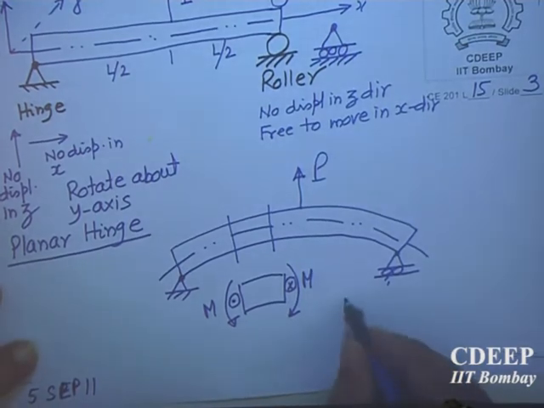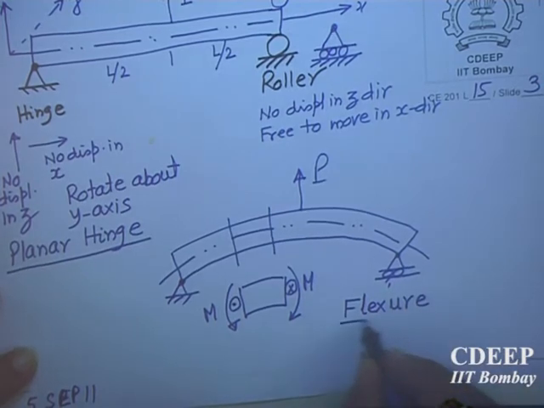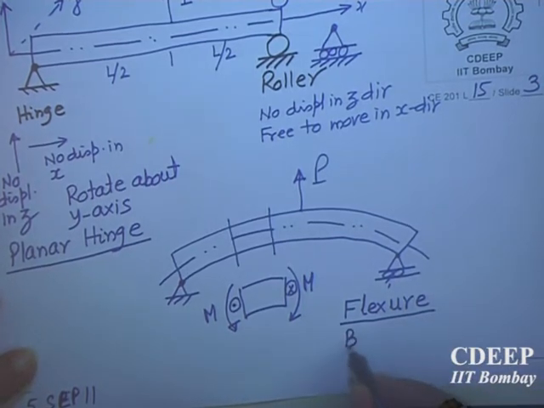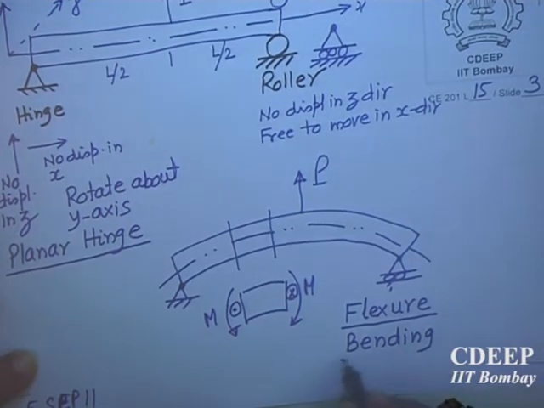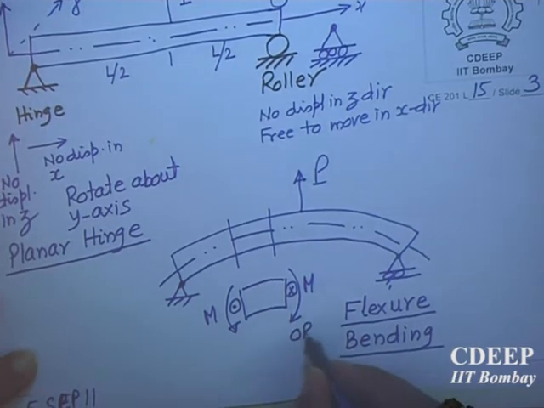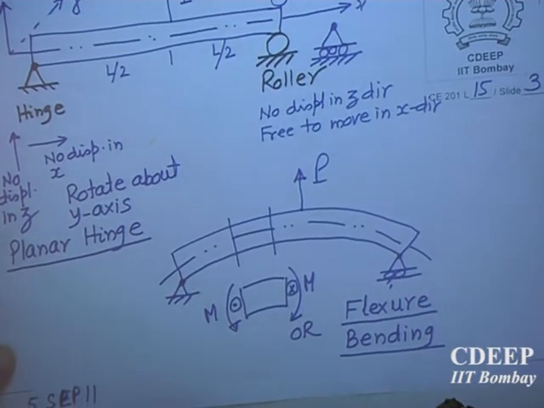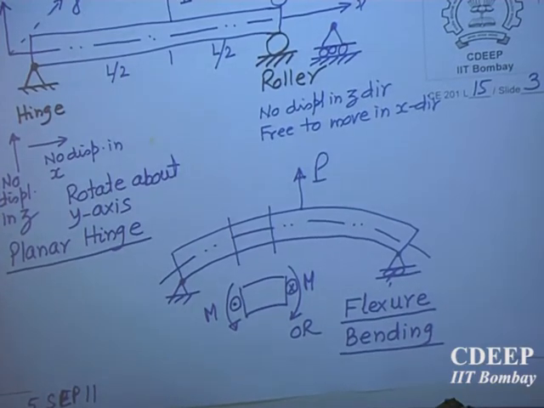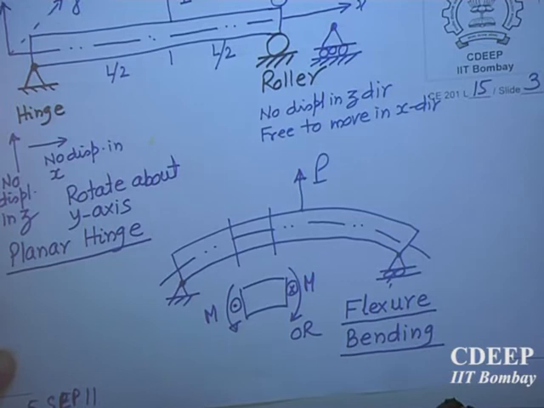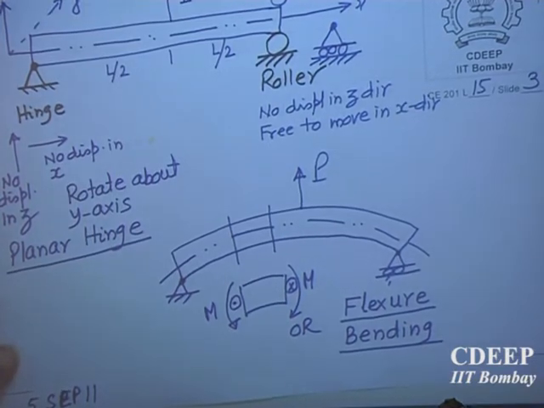So this is flexure. Flexure or bending, both mean the same thing. Beam is under flexure or beam is under bending. So under transverse load, the beam undergoes a bending phenomenon. Phenomenon is singular. Phenomena is plural. So this is a bending phenomenon.